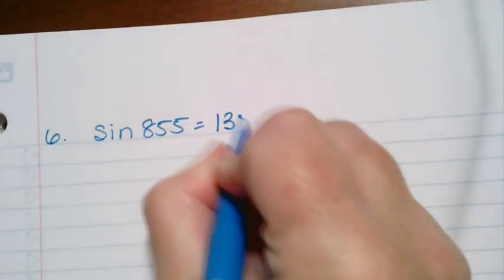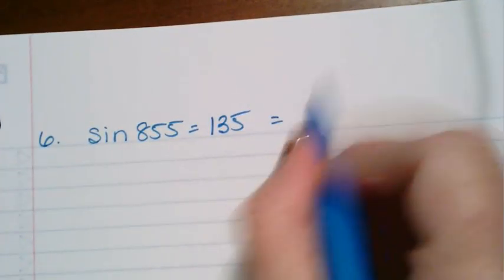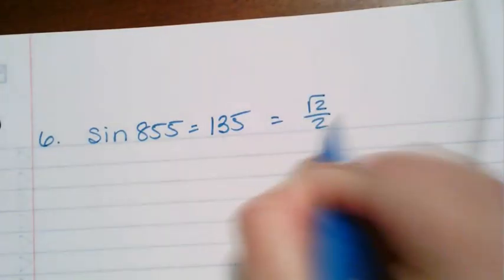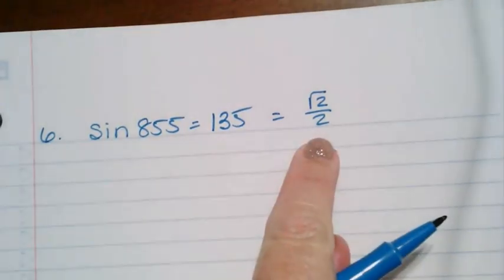Okay, so number 6 is unit circle problems. So sine of 855. Here you have to subtract 360 multiple times. 855 minus 360 minus 360 is 135. So sine of 135 is going to be square root 2 over 2. That was fun. Remember, second quadrant angle.